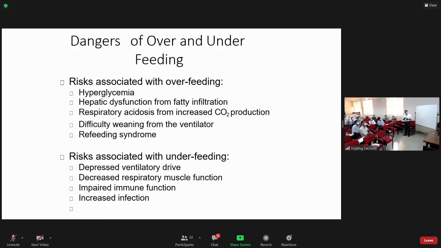So, what are the dangers of overfeeding? Hyperglycemia, hepatic dysfunction from fatty infiltration, respiratory acidosis, and difficulty in weaning from the ventilator, refeeding syndrome. Refeeding syndrome, of course, I will describe a little bit. So, those are the risks of overfeeding.